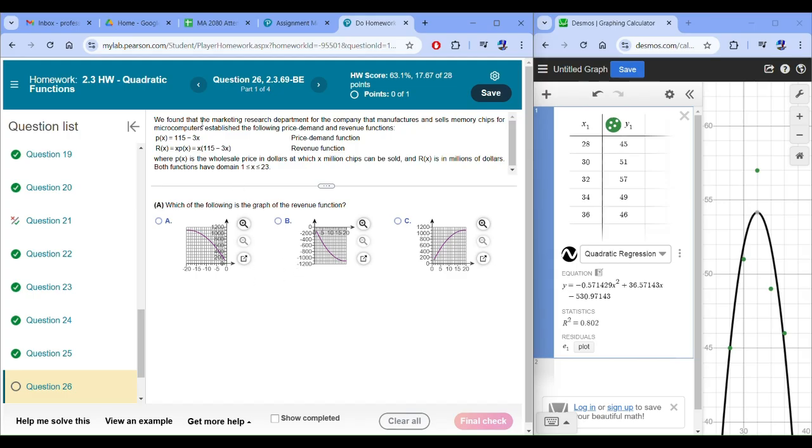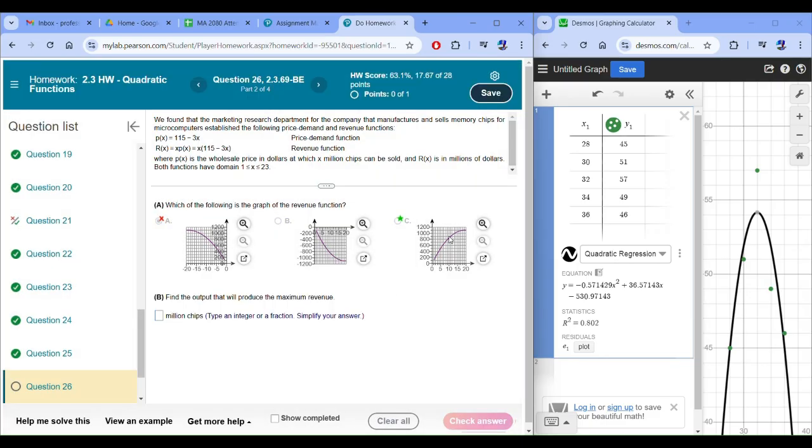Okay, so we founded the marketing research department for a company that manufactures and sells money clips for microcomputers. Establish the following price, demand, and revenue functions. There's my price demand, there's my revenue function. Which of the following is the graph of the revenue function? Revenue is going to be a negative x squared. So you can see negative 3x squared, so the graph should be going like this. Revenue is going to start at 150 and then be going down. So I'm thinking it's going to look something like A.